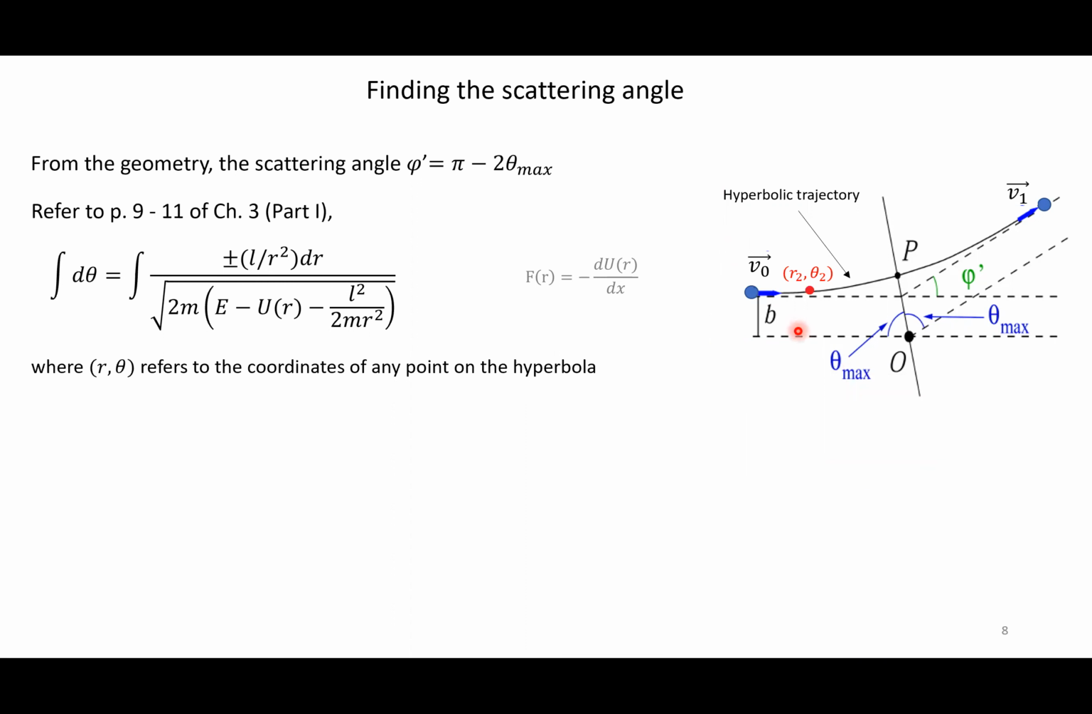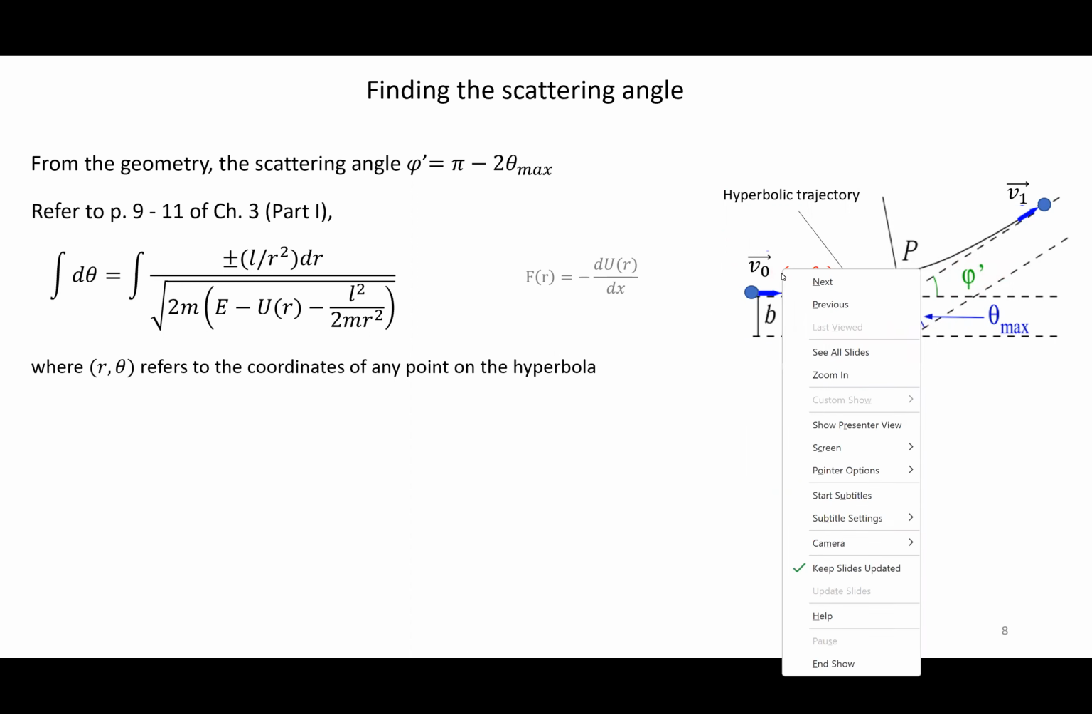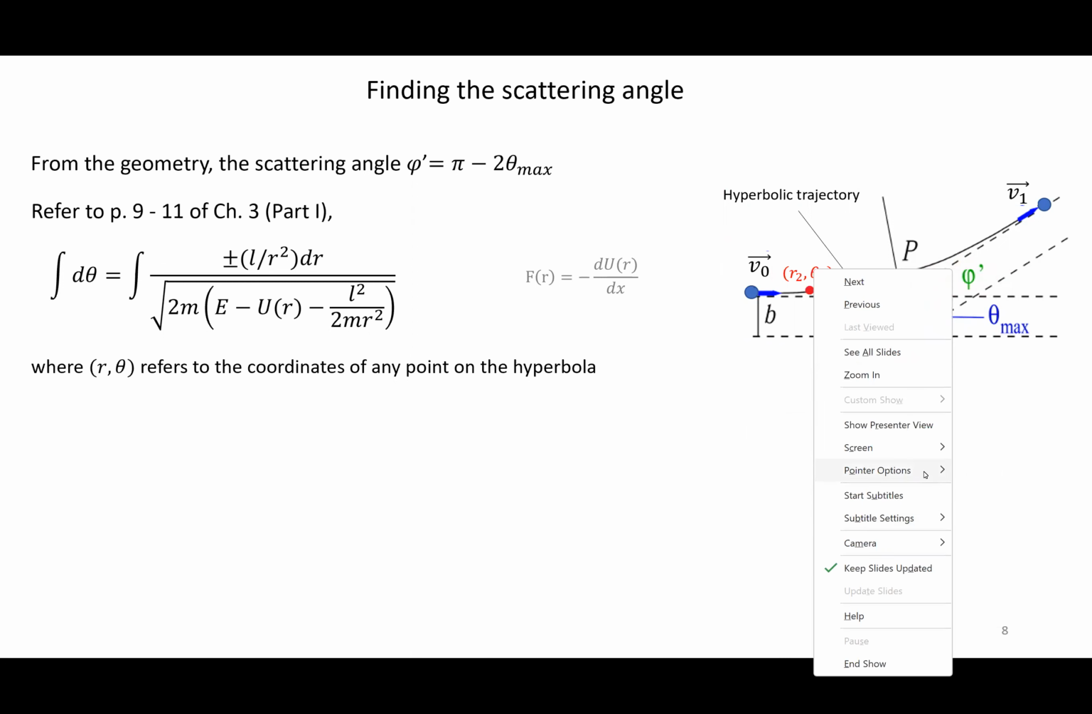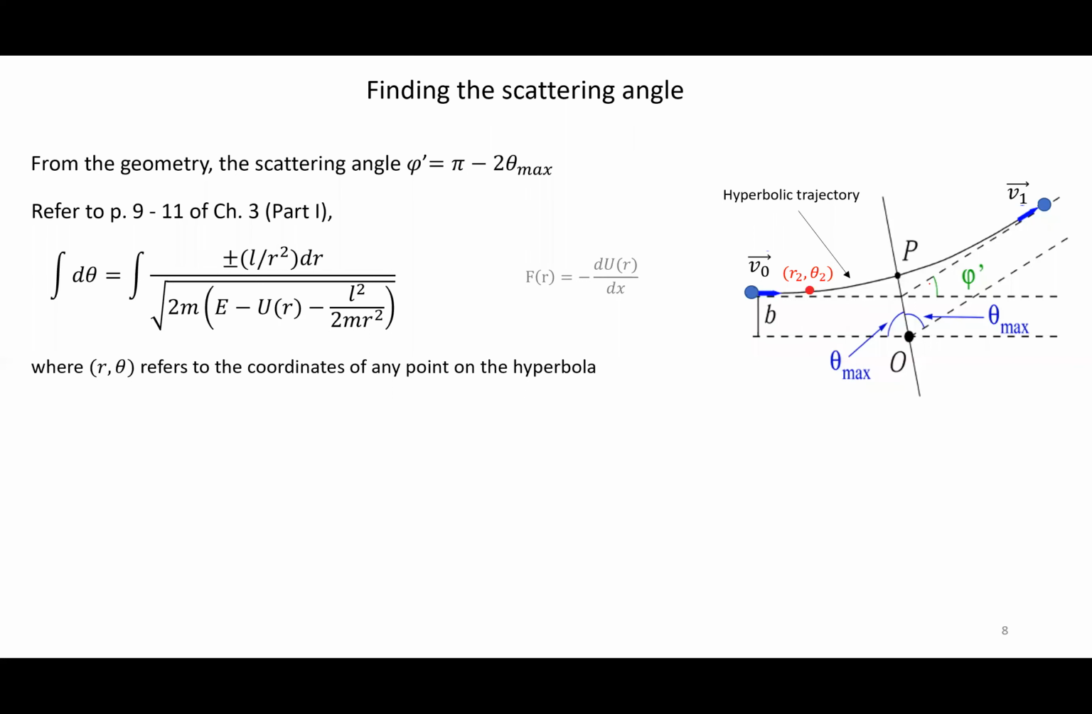So now let's try to find the scattering angle phi prime. First of all, from the figure, you can see the relations between this phi prime and the theta max. Because this is phi prime and this is also phi prime, you can clearly see that theta max plus phi prime is equal to pi, right? So 180 degrees.